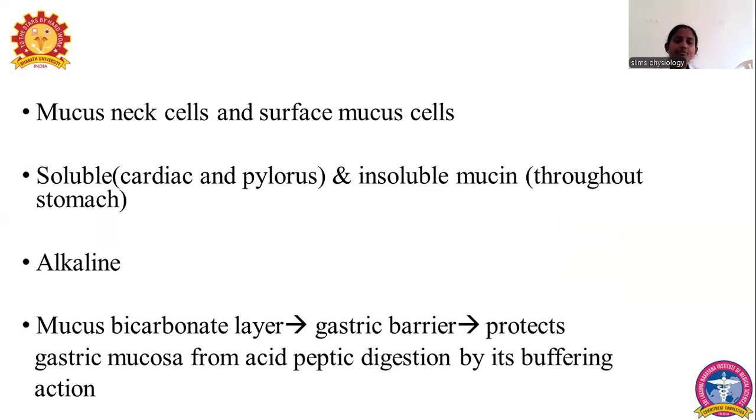In the mucus secretion from the mucous neck cells and surface mucous cells, we have two types, soluble and insoluble mucus secretion. Mainly from the cardiac and the pyloric region, that is from the cardiac glands and the pyloric glands, we have mucus cells and mucus secretions from them. They are soluble in nature, whereas insoluble mucus secretion is present all throughout the stomach, which mainly is involved in the formation of the mucus bicarbonate layer. Now, the alkaline mucus acts as a gastric barrier, helping in buffering both physical and chemical function.